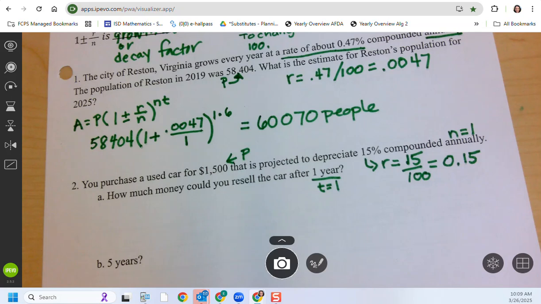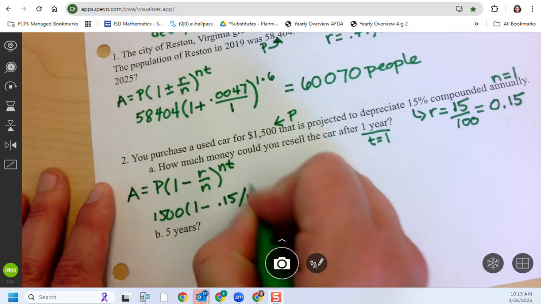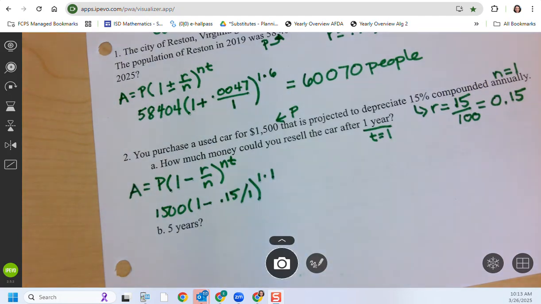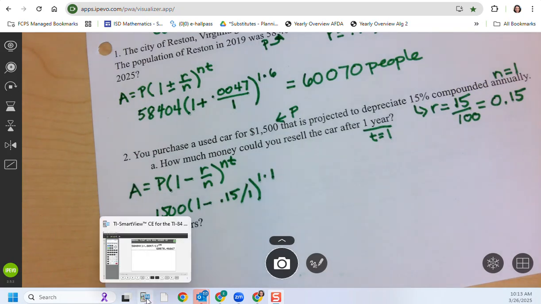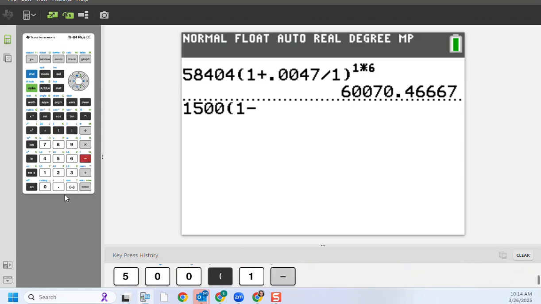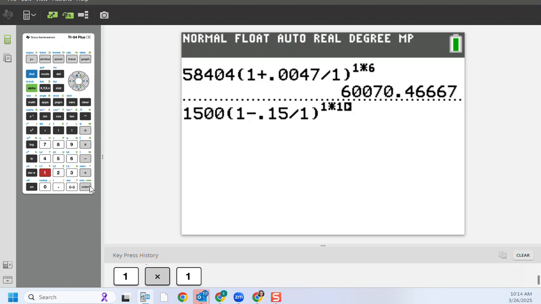Because N is 1 for annual. All right, so I'm going to type 1,500. That would make sense. 1 minus 0.15 divided by 1 raised to the 1 times 1. Oh, 1. I think that's always 1. All right, so it's 1,275. Oh, annually. It is N, but the problem is 1. Okay, do you guys have questions on that one?